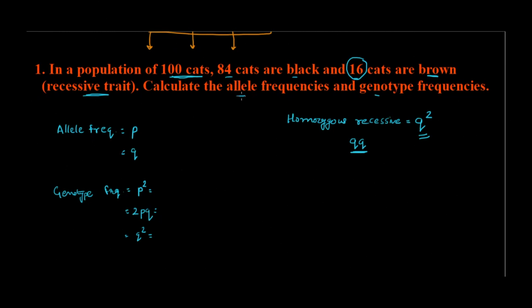So here, by looking at it, I said always locate q² first. So this is the number of q², 16, because they are showing the recessive trait. So q² over here is 16.